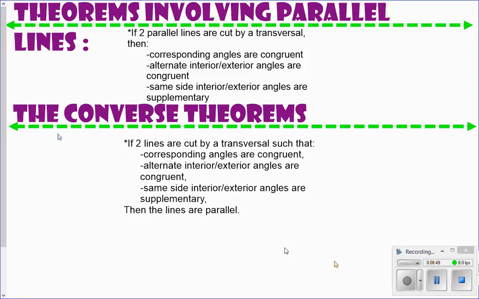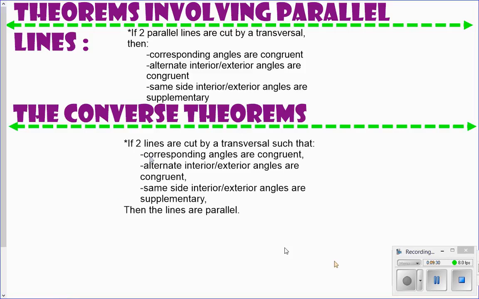In this case, the converse of each one of those statements is actually also a theorem, which means it is also true or can be proven to be true. So now, if I flip them around and I write the converse, we're not starting with the lines being parallel like we were here. We're starting with the specific types of angles being congruent or supplementary. And if they are congruent or supplementary, depending on what we're talking about, then we can say that the lines are parallel. So in this case, the original theorems are of course true, but the converse of each one of those theorems is also true.